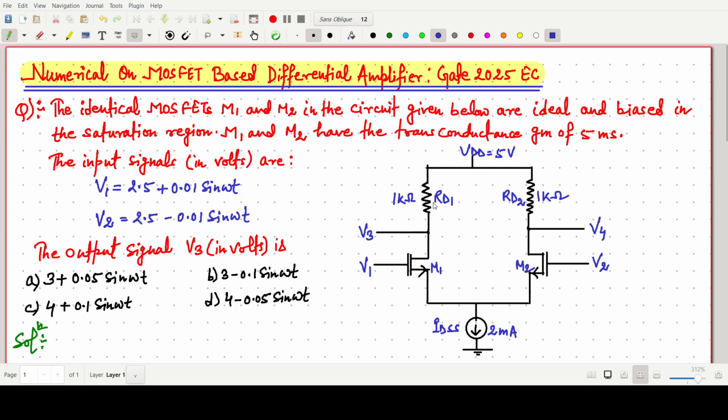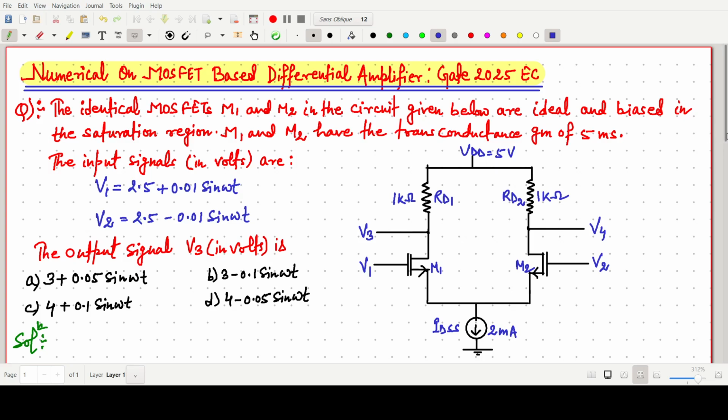Here are the two identical MOSFETs M1 and M2, working in the saturation region, and the circuit is shown here where the RD1 and RD2 resistance is 1 kilo ohm. In addition to that, the transconductance gm of both transistors M1 and M2 is given as 5 millisiemens, and the input voltage signals V1 and V2 are 2.5 plus 0.01 sin omega t and 2.5 minus 0.01 sin omega t. We have to find the output voltage V3, which is a function of some DC component plus AC component.